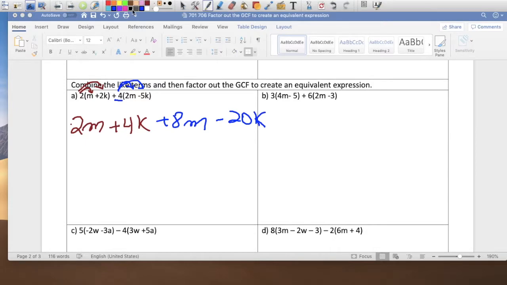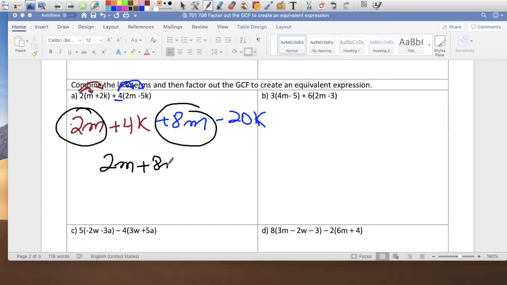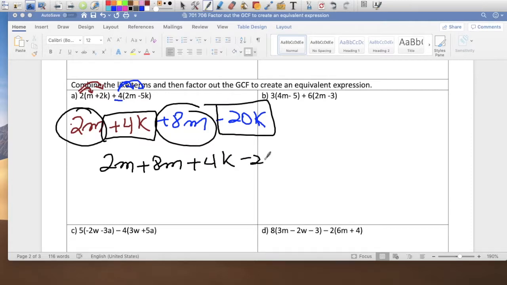Can I combine like terms? I can. I combine this guy with this guy, 2m plus 8m. And the other 2 here I can combine as well. I get 4k minus 20k. These 2 give me 10m. And these 2 give me negative 16k.